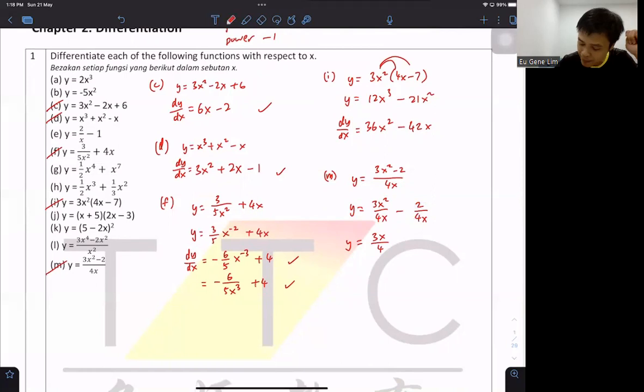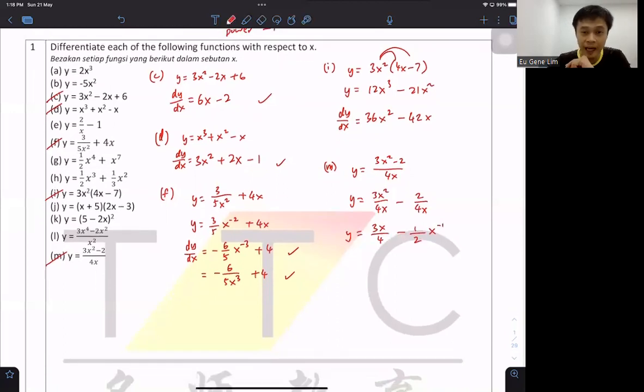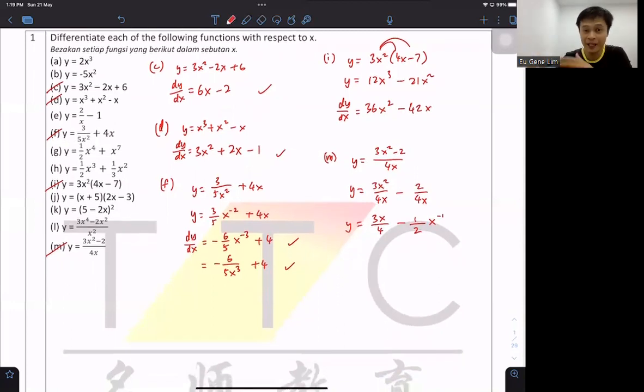At the same time, you can bring the x up. Because the x at the bottom, you cannot differentiate, right? So you just bring up the x. Make it 1 over 2x. Oh, sorry, power negative 1. So you can simplify, and at the same time you can bring the x up, all right? Because you know that at the bottom cannot differentiate, right?